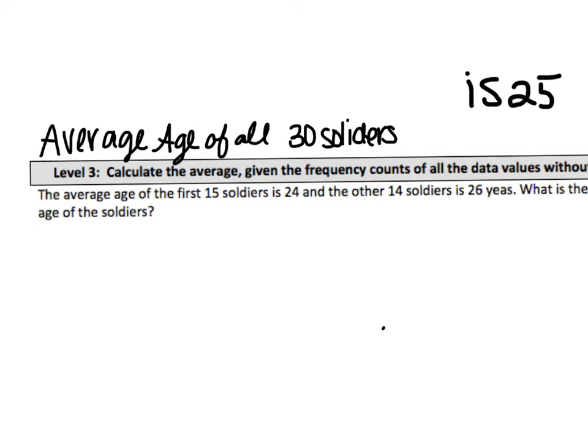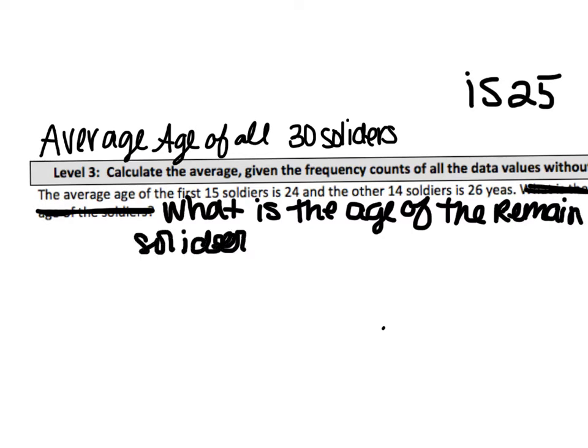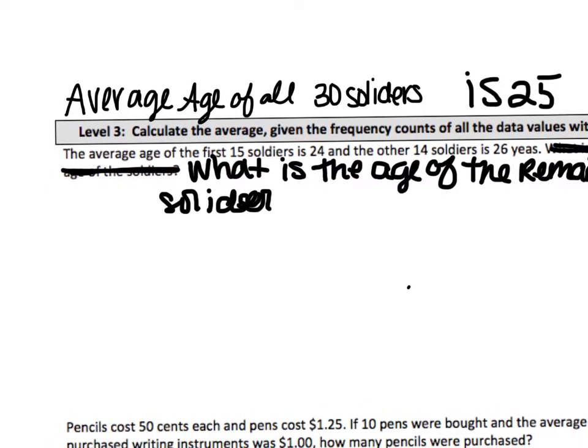Now I'm going to change the question too. Sorry about that. Instead of what is the age of the average soldier, since we already know that, I'm going to say what is the age of the remaining soldier. So basically, what is the last guy's age to make the average age 25? Okay, so let's go ahead and talk about this here. So let's make a frequency table.